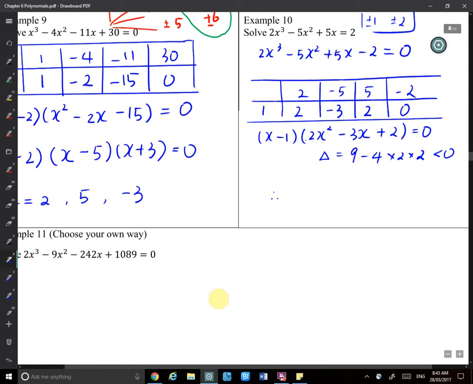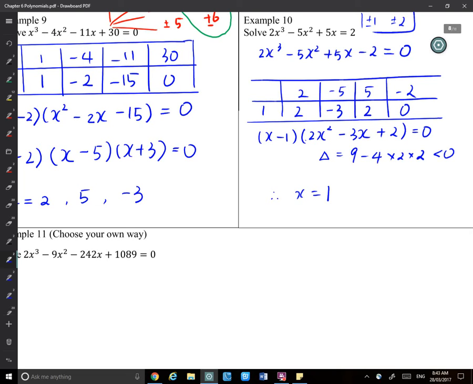So therefore, x can only be 1 for this question. Because the quadratic cannot factorize, because the discriminant is smaller than 0, even if the quadratic equals to 0, I have no solutions for that quadratic. Therefore, I only have one solution, x equals to 1.